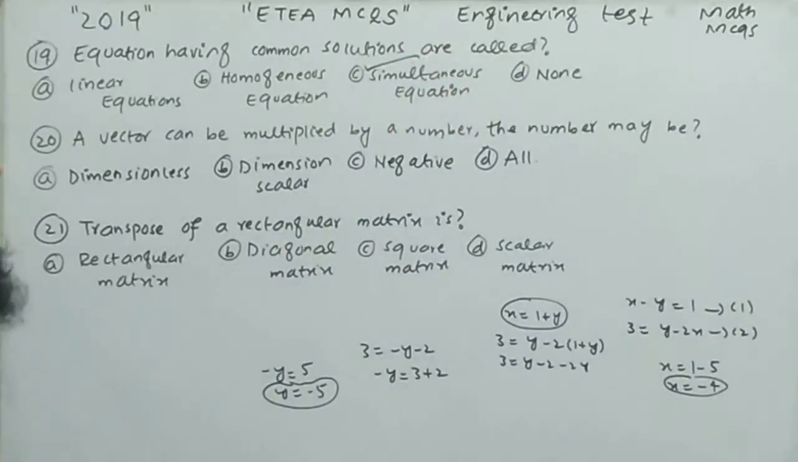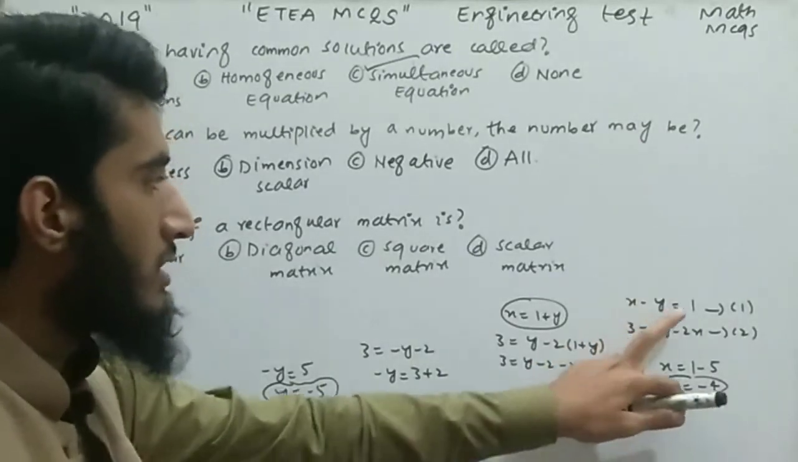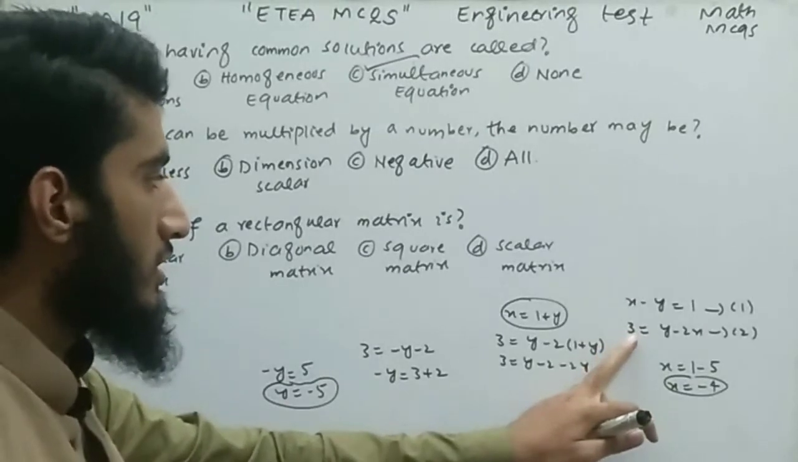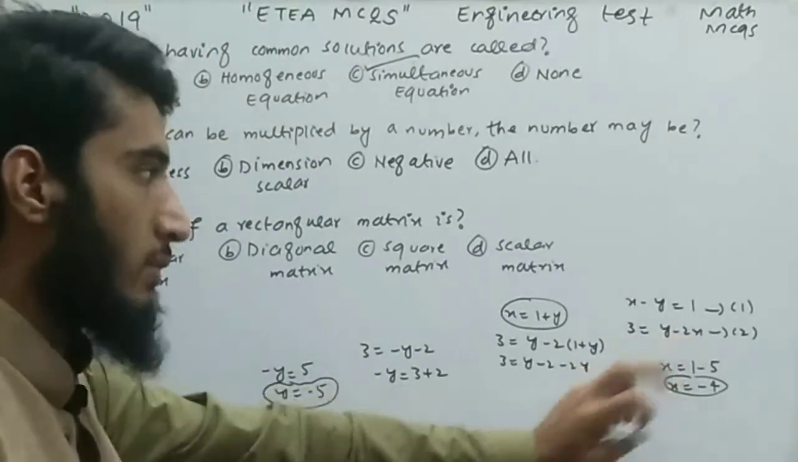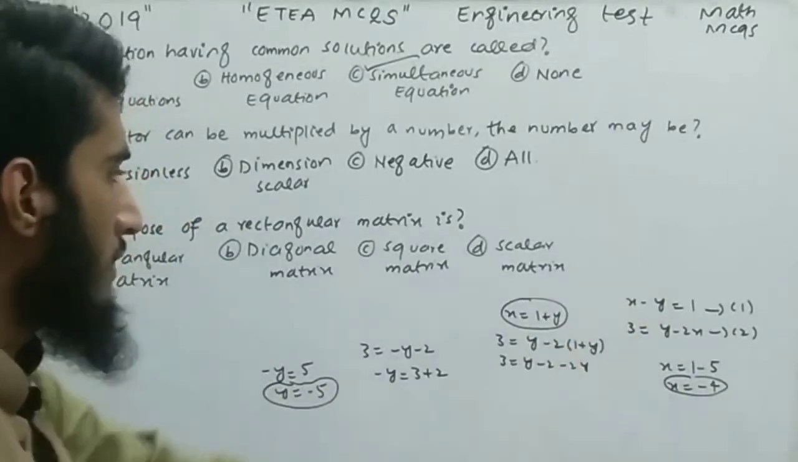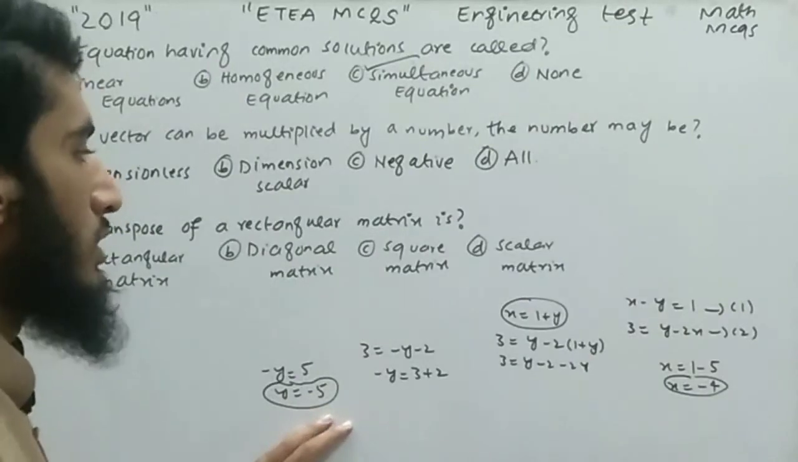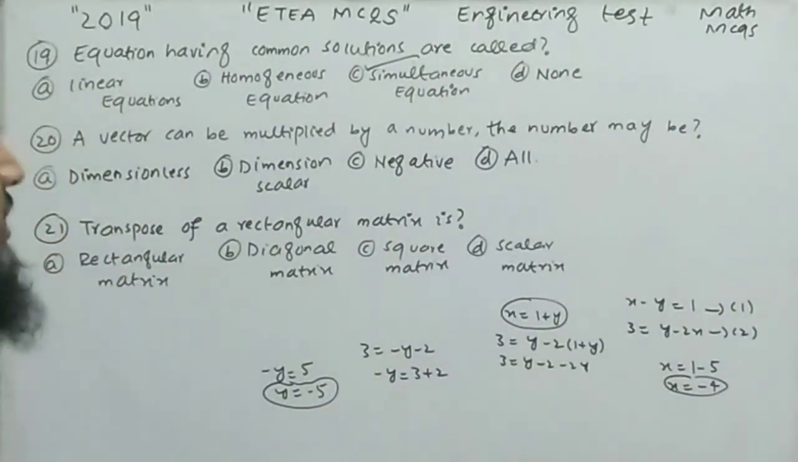Simultaneous equations are those in which more than one linear equation is given. Over here the one linear equation is x minus y equal to 1 in two variables x and y, and the second linear equation is 3 equal to y minus 2x. This is also a linear equation in two variables x and y. For solving these two linear equations, it will give us x equal to -4 and y equal to -5. So the common solution is actually the values of x and y. So the correct option for this MCQ is option C, simultaneous equations.